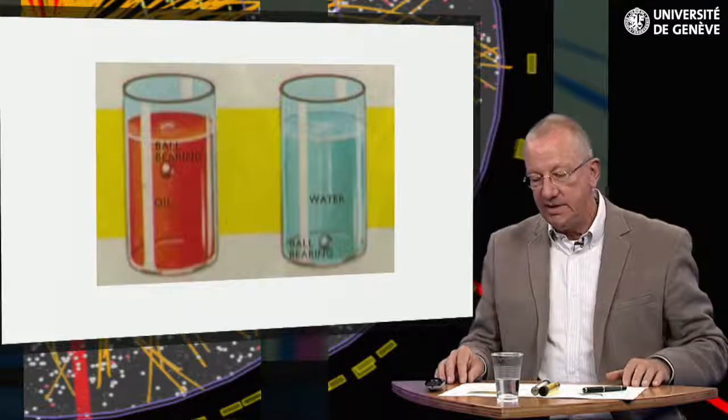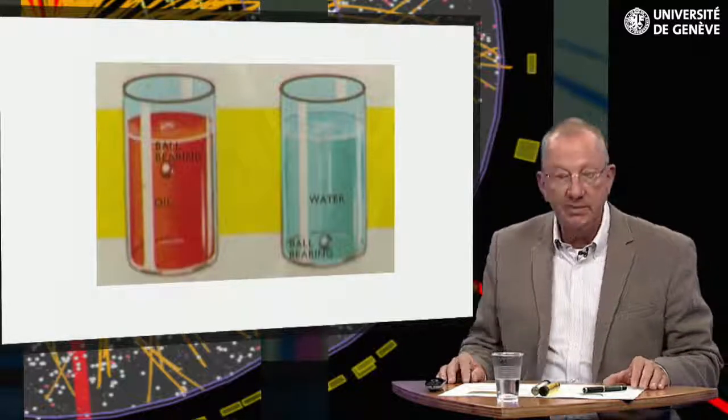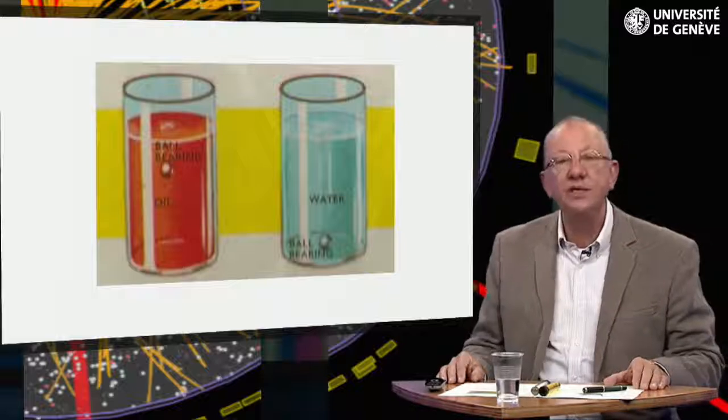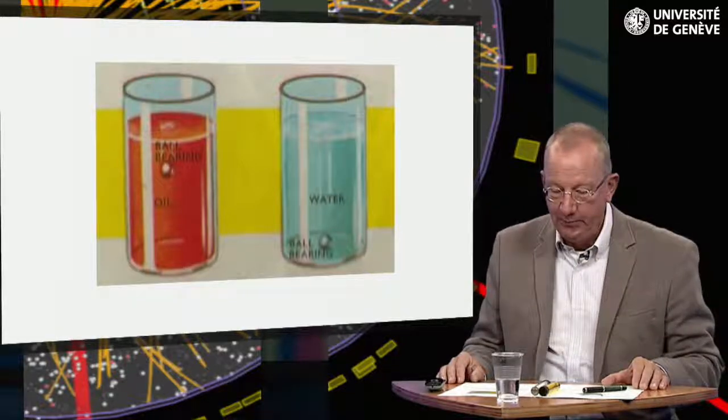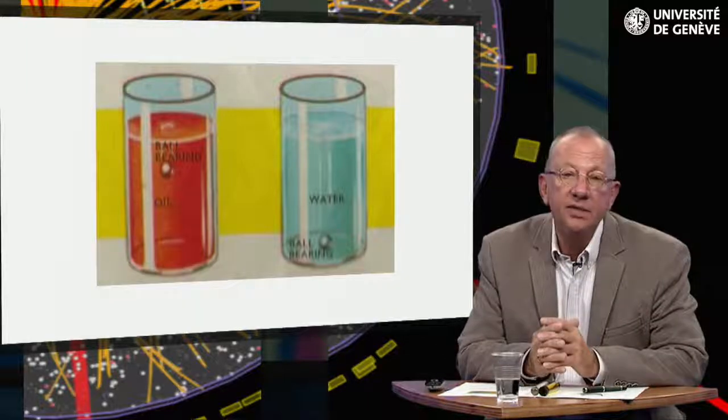So the mass of particles is given by their coupling constant with the Higgs field. It is dynamically generated through interactions with this ubiquitous field. In the next video, we will discuss the quanta of the Higgs field, the Higgs bosons.